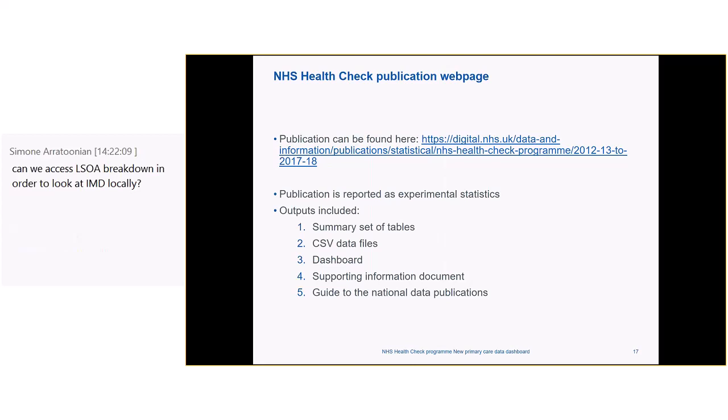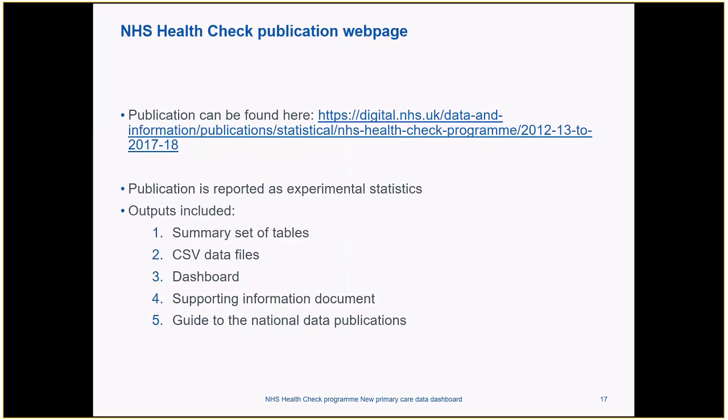There's an interactive dashboard that Rob's going to show us in a moment. The supporting information document essentially lays out all of the essential things to know about how the data was extracted and any of those key limitations that Emma touched on in a lot more detail. So if you want to know any of the specific details of the extract, you'll find all that in there. And the final thing is the Guide to National Data Publications.